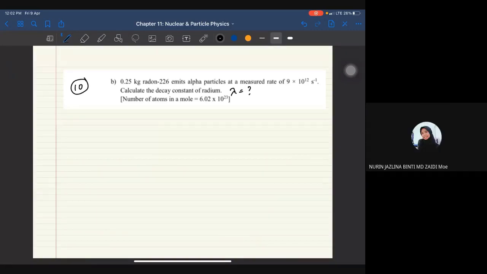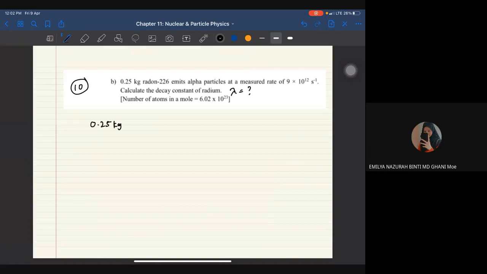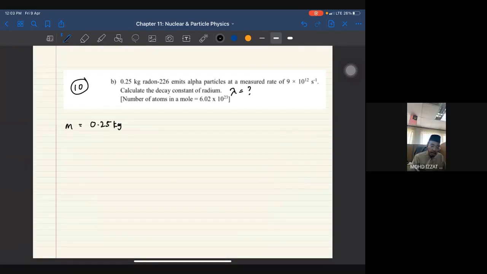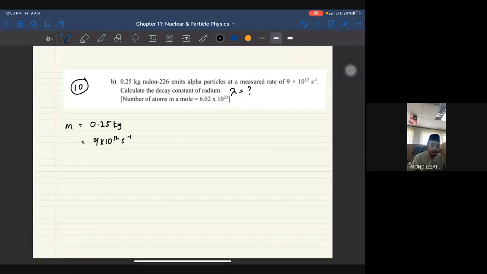Betul, sir. Okay. Yang 0.25 tu apa? Mass, sir. Yes, it's a mass. Okay, and then 9 times 10 to the power of 12. dn over dt. Correct. How do you know that it is dn over dt? You have to look at the sentence here. Emit rate.